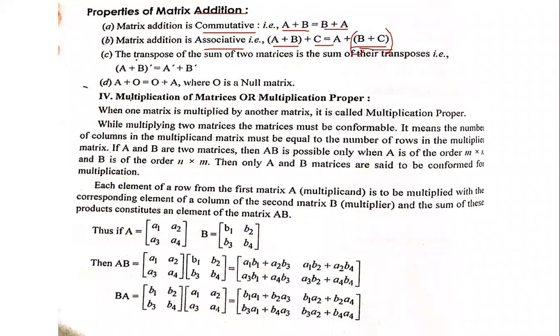Okay, next, the transpose of the sum of two matrices is the sum of their transposes. Now what does it mean? You have matrix A, you have matrix B. Now you will add both of them. So that is matrix A plus B.